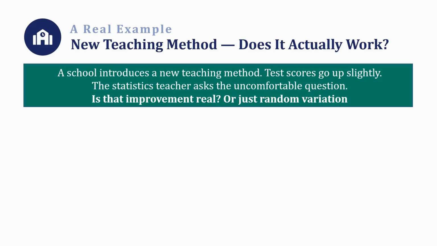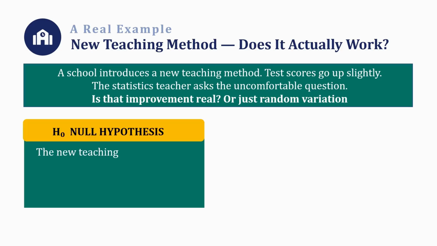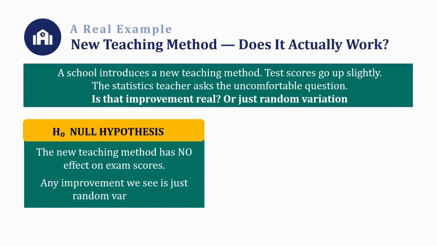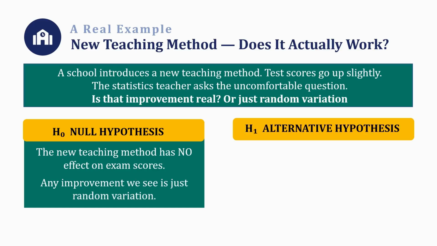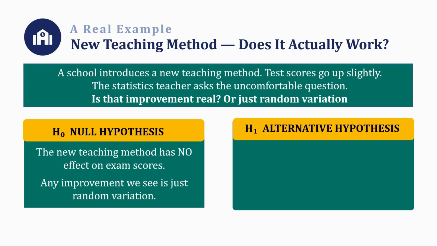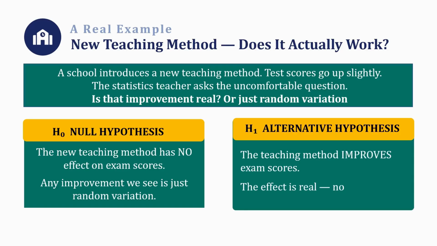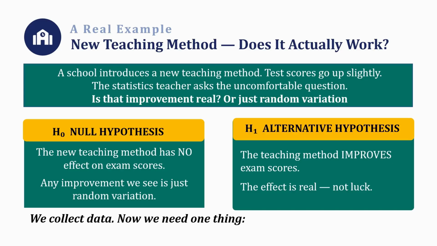The null hypothesis says the new method has no effect. Any improvement is just luck. The alternative says the method genuinely improves scores. We collect data, we run the numbers. Now we need one thing, a way to measure how strong our evidence is.